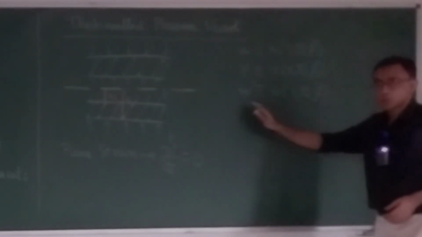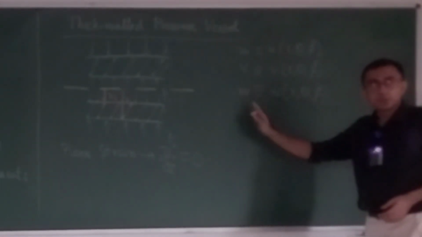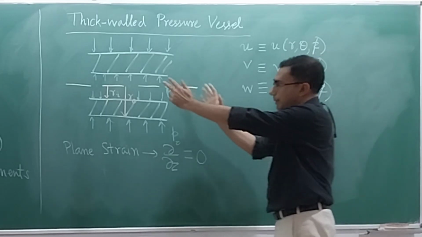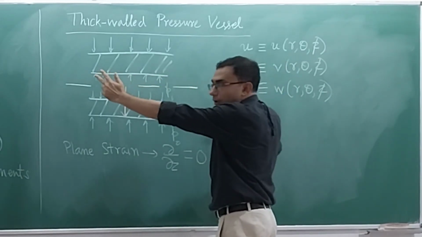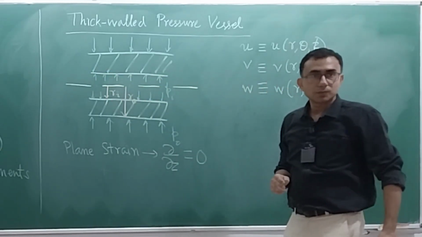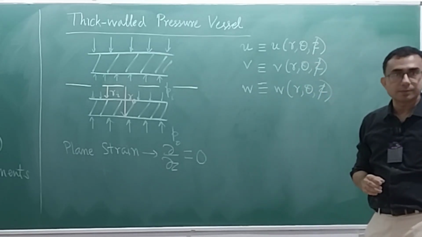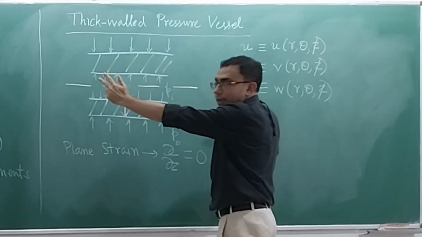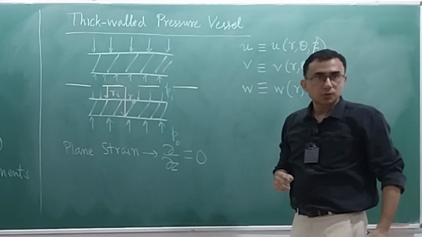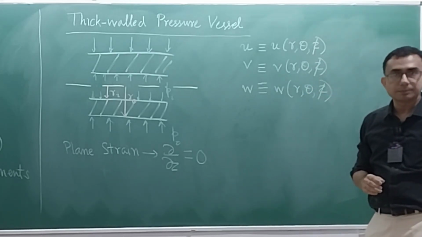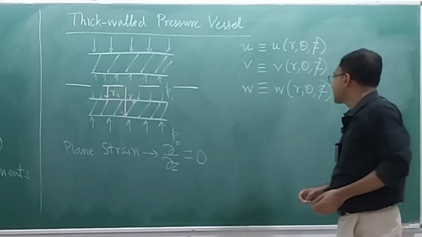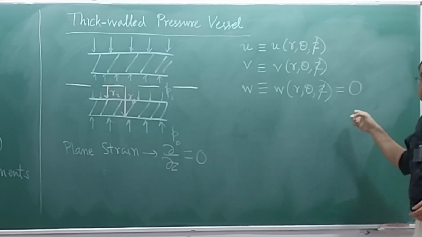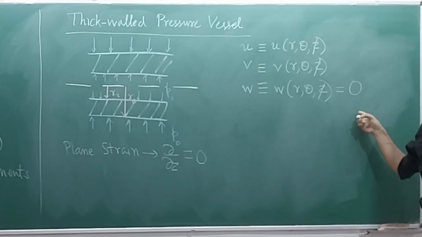So W will be equal to 0. In general, it is not necessary, but we'll say that for this situation, W is 0. Basically, what are we saying? That the thick-walled pressure vessel is not going to elongate like this. That's all we are going to say. So this is a major simplifying assumption that W is equal to 0.